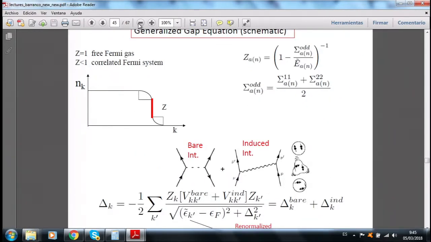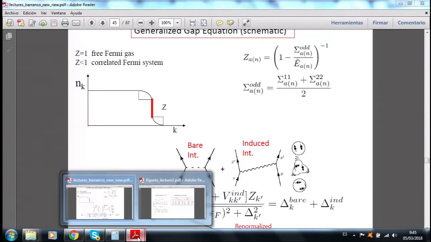Okay, which is a BCS-like equation, but in which you have the induced interaction, the bare interaction, and some correcting factors that are due to these processes here. And in one so-called zeta factor, which has to do precisely with the self-energy processes written down here. Okay, with these elements, we can now see what is obtained in the case of 120.